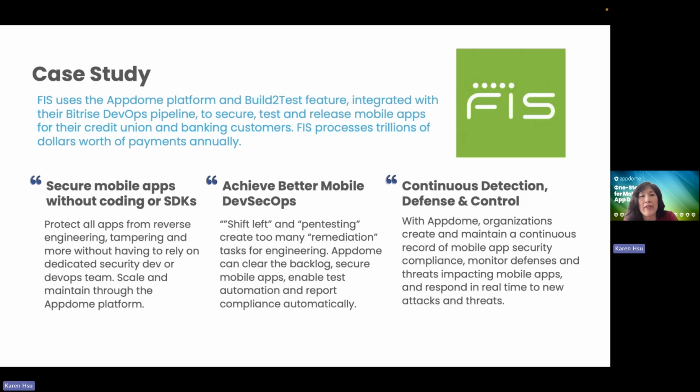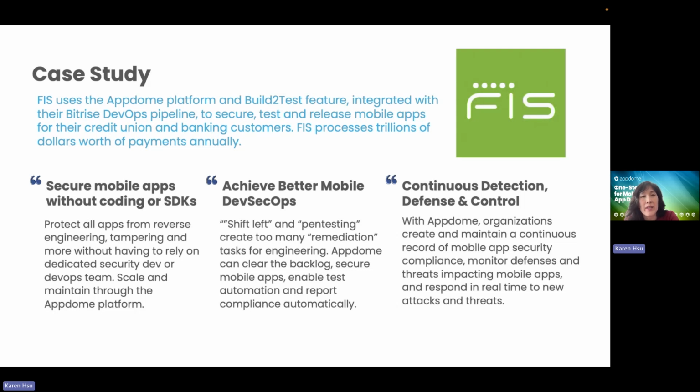Appdome has worked with FIS, and this is where FIS uses the Appdome platform to automate testing. So to automate first remediation and add protections to the app in an automated way. And then second, automate the testing of those secured apps. And we do this all, or FIS does this all, in the Bitrise DevOps pipeline. And they do this for their credit union and banking customers.